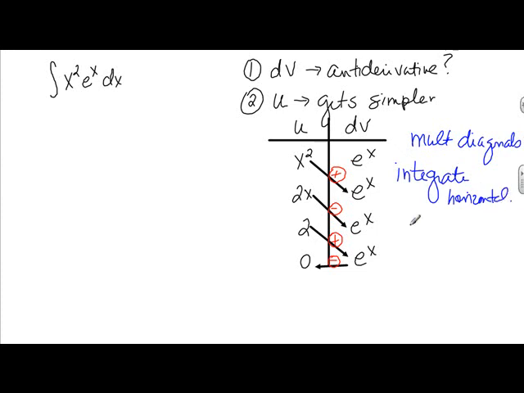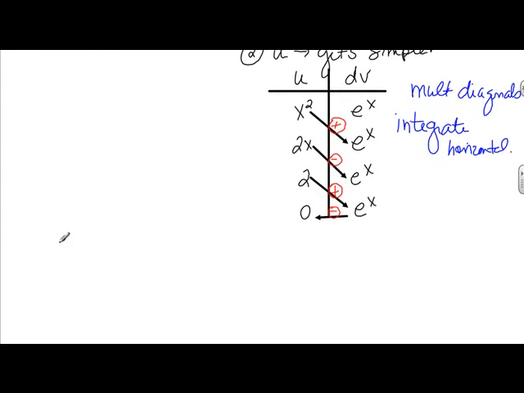So our integral will be x squared times e to the x. Okay, that's looking at the first diagonal. And then we come down to the second diagonal. We're going to have minus 2x e to the x. Come down to the third diagonal, and we'll have plus 2 e to the x. And then focusing on that horizontal line, we're going to subtract the integral of 0 times e to the x, which is just 0, because 0 times anything is 0.